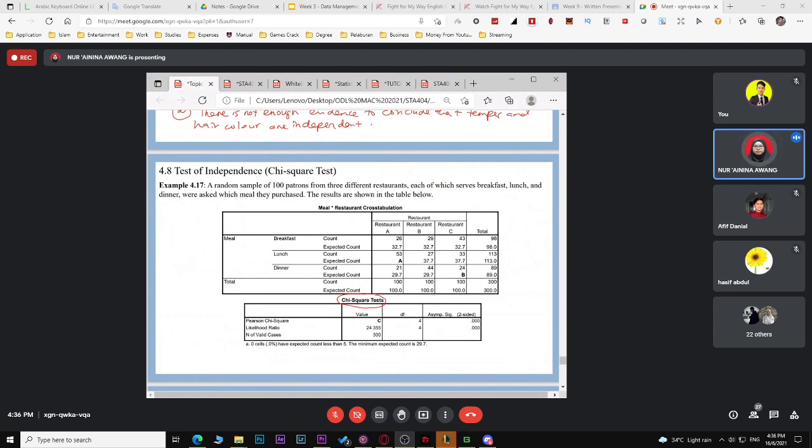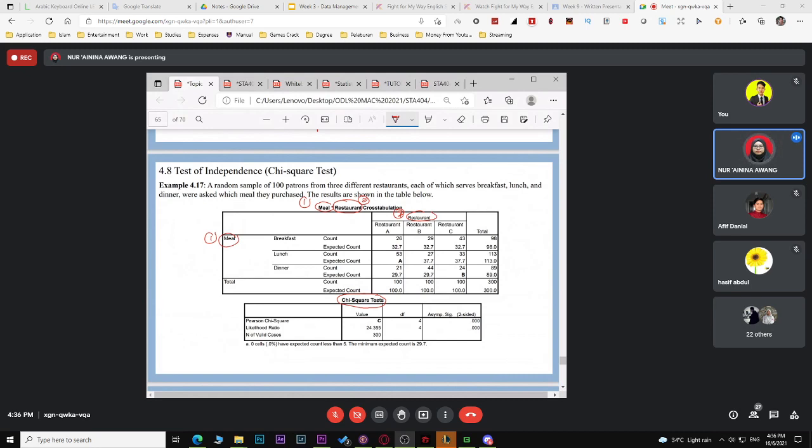The question says that a random sample of 100 patrons from 3 different restaurants, each of which serves breakfast, lunch and dinner, were asked which meal they purchase. The results are shown in the table below. If you look at the first table, these are your first and second variables, meal and restaurant. It does not matter which is first or second, as long as there are two variables. For meal we have breakfast, lunch and dinner, and for restaurant we have A, B and C.